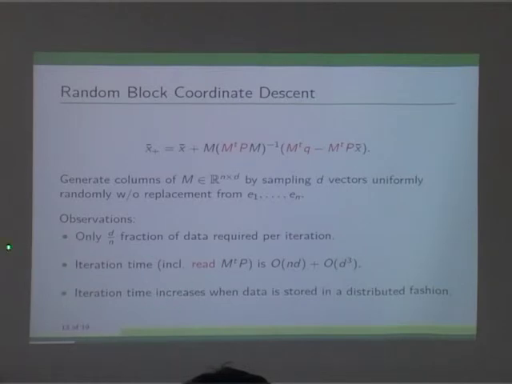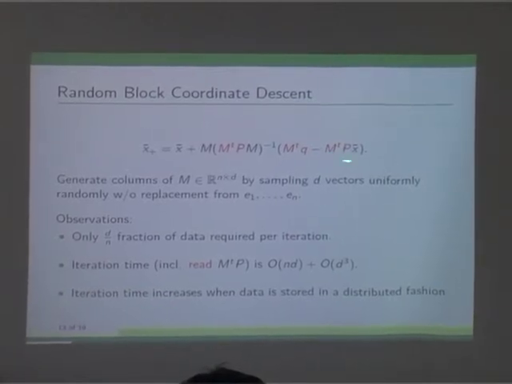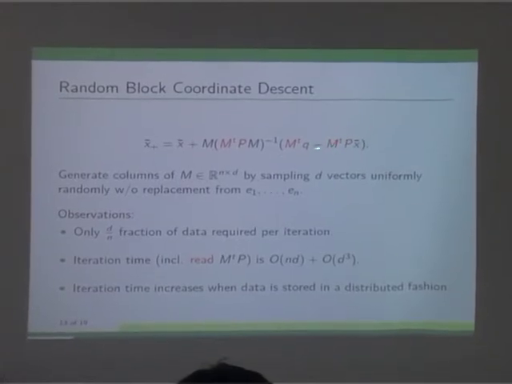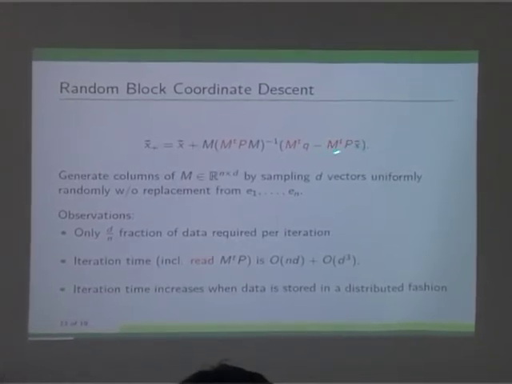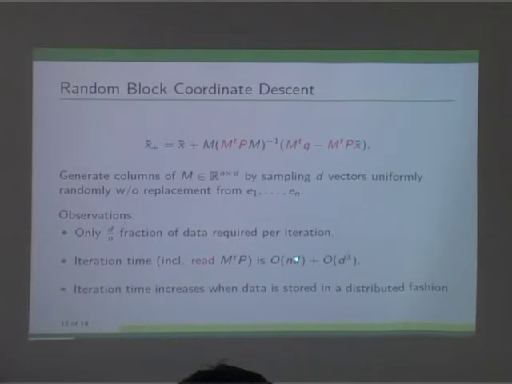Then in each iteration, M transpose P is a d cross n matrix, and multiplying it with x bar will give us a running time of order nd. So from order n square we have brought it down to order nd, and d is a parameter that is available to us. So we can play around with this parameter d and ensure the running time we want.